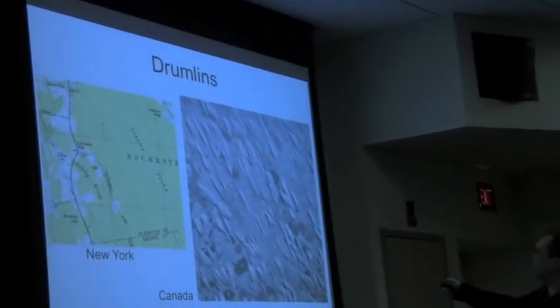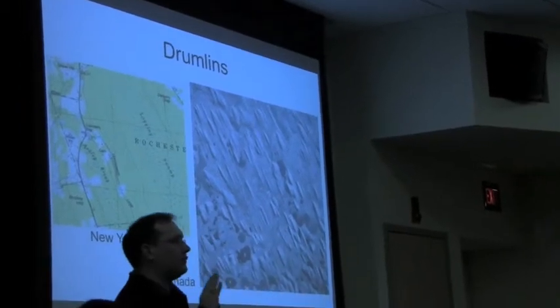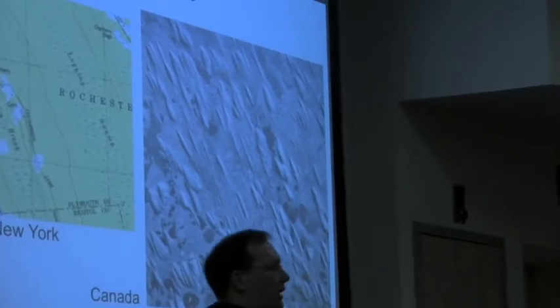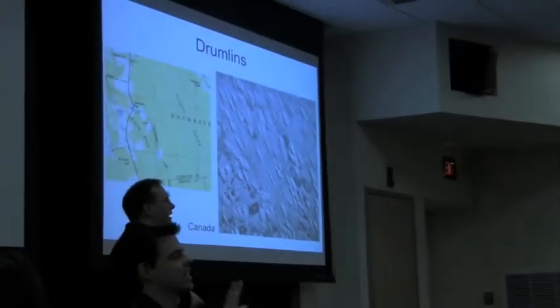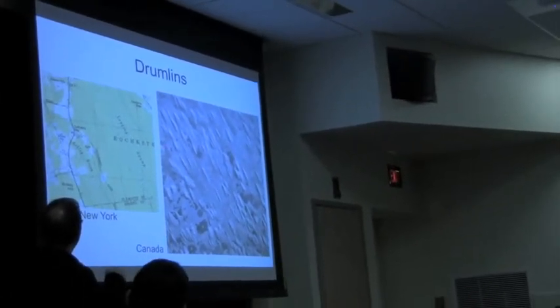Drumlins. Drumlins are really neat. Drumlins are little hills that form, and they're rounded. They've got a steep side in one direction, and then they're kind of flat and rounded like that. They kind of look like the back of a spoon if you turn a spoon upside down. This is a cross-section of one. So here's the steep side, on a topographic map.